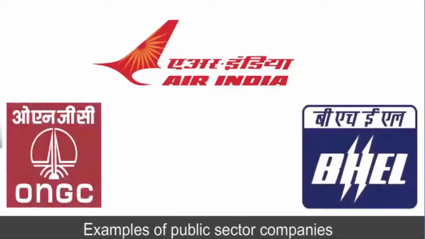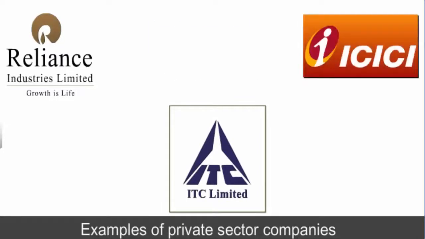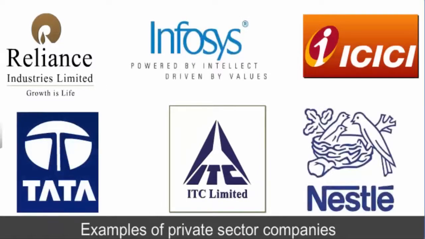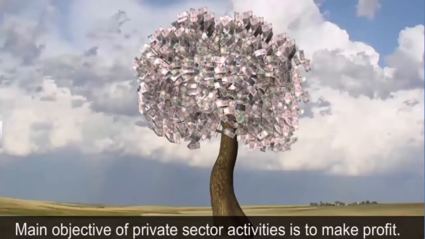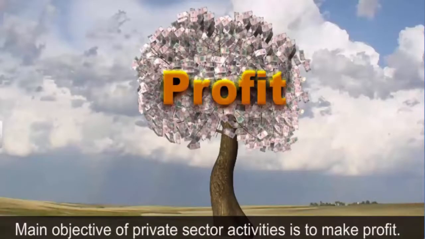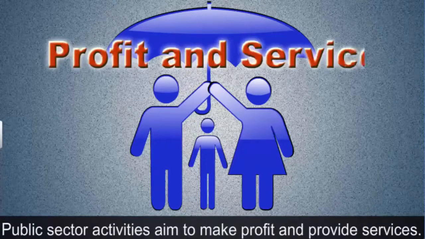There are over 200 public sector companies or undertakings in India, which include the Indian Railways, Air India, and many others whose services we use every day, like the post office. And here are a few of the thousands of private sector companies operating in India. The main objective of private sector activities is to make a profit. On the other hand, the motive of public sector activities is to make a profit and also provide essential services.